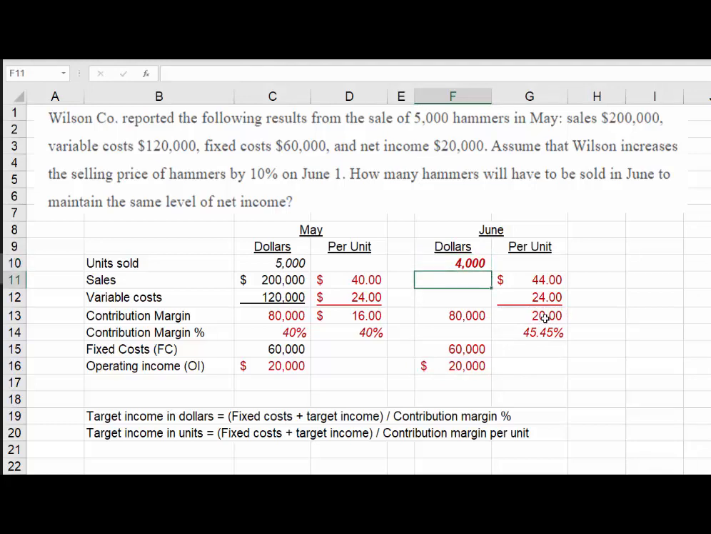And then if you wanted to complete the schedule, you would just multiply the 4,000 units times your per unit cost, and you'd still be able to put together the contribution margin income statement. Okay, I hope you found this helpful.